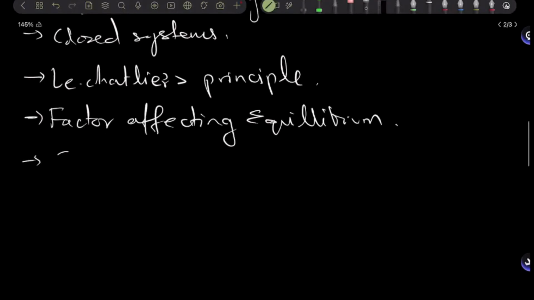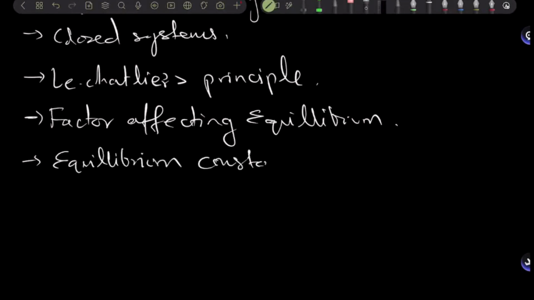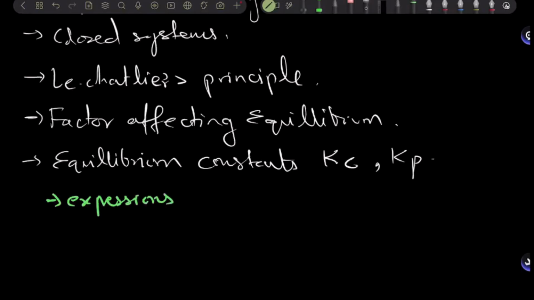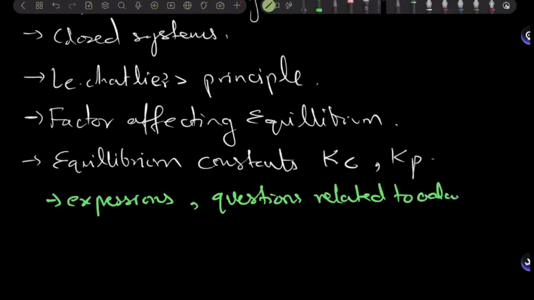After we're done with all this theory, then we're going to move on to our calculations part. That is about equilibrium constants. And the two constants that we're going to learn over here is one is Kc and the other one is known as Kp. All right. And what do we have to do for these constants? We have to learn how to write their expressions and some questions related to calculations. All right. So this is most probably the whole chapter.